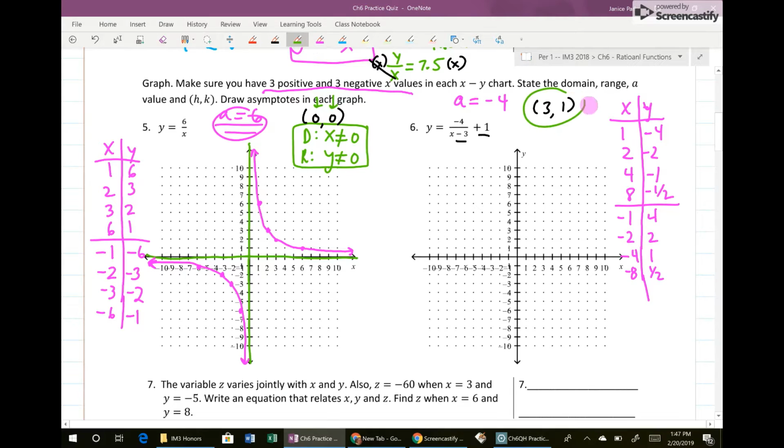I'm going to draw in the HK, which is 3, 1. That means that the domain x cannot equal 3, and the range y cannot equal 1. And again, those numbers come from those numbers.